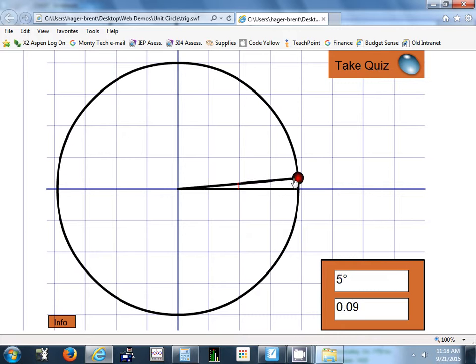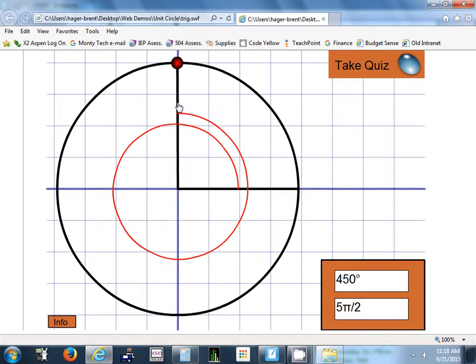Now, let's take a look at, there's 90. Now, that angle ends at the same spot. 450 and 90 are basically the same thing when you draw them on paper. But when we have angles that are bigger than 360, it gets confusing to work with them, so we like to make them smaller. This one is exactly the same as 90.